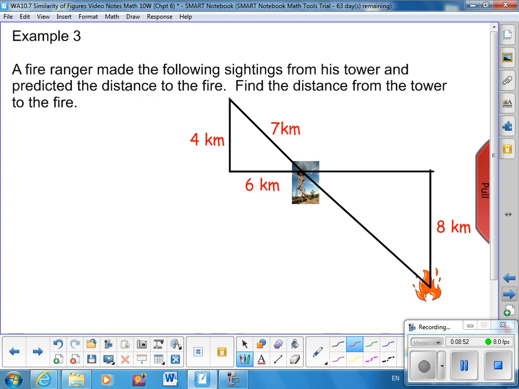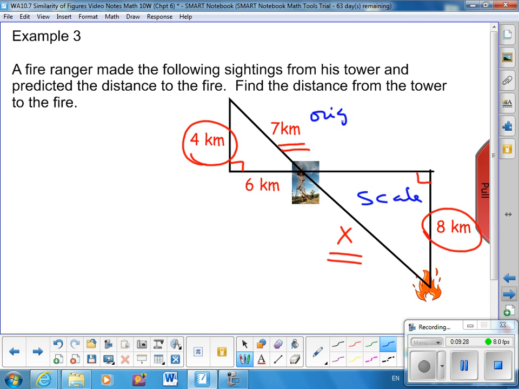A fire ranger made the following sighting from his tower and predicted the distance to the fire. Find the distance from the tower to the fire. So we want to know this distance here. Now, our triangles aren't in the correct position to look at which sides are corresponding. So be careful. We have the right angle here. This 4 corresponds to 8, okay? And 7 corresponds to the unknown side of X. Okay, this is the scale, and this side triangle is the original. The original always has all the dimensions on it.